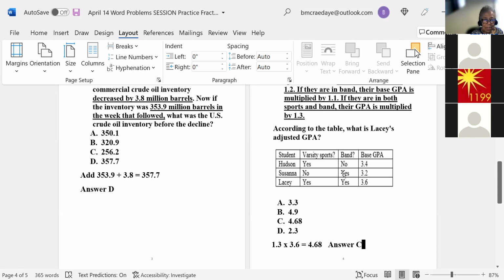Okay, so Susanna is band only. So what would you multiply, Vanessa? 1.1 times 3.2. Yes. And what does that give you? 3.52. That's correct. Did you get that, Maureen? Yeah. Susanna is not in both, she's band only. So band only, the multiplier is 1.1. So 1.1 times 3.2 gives you 3.52. Questions?